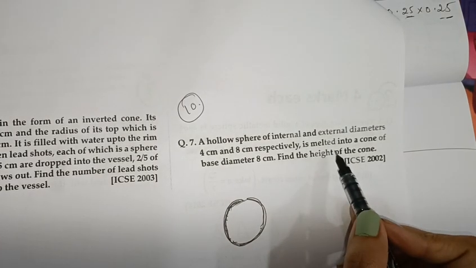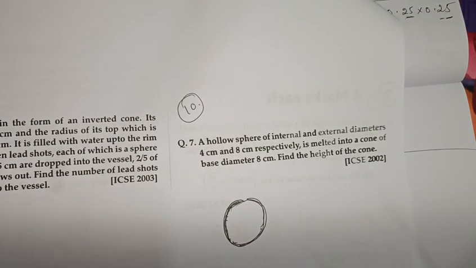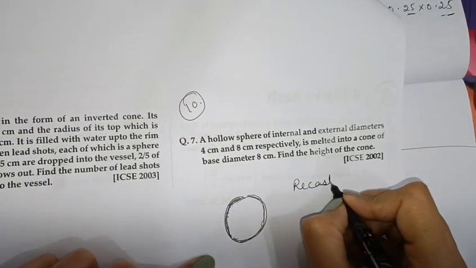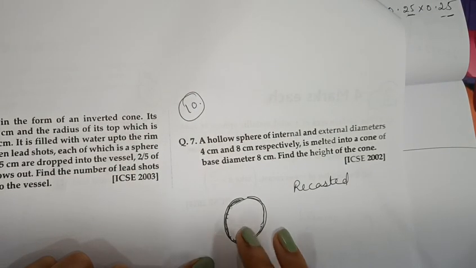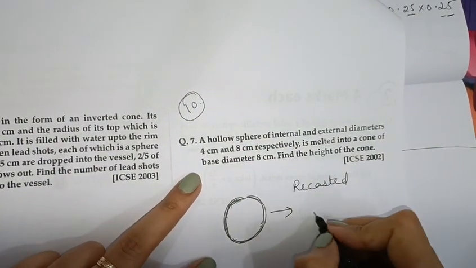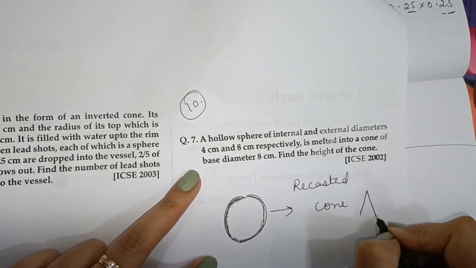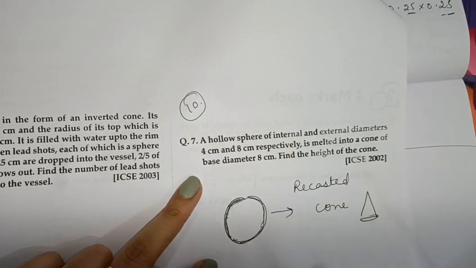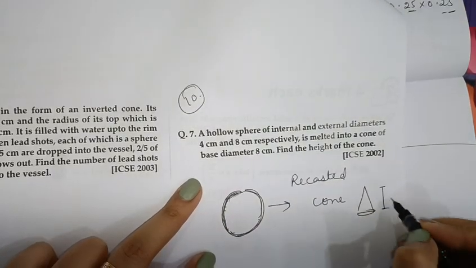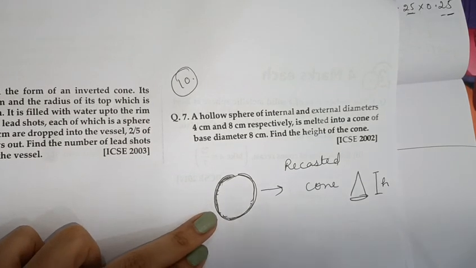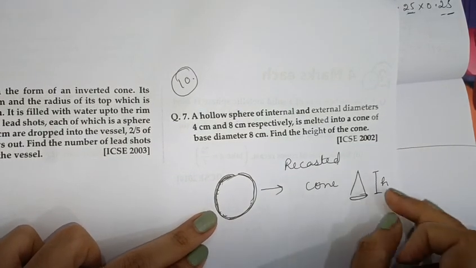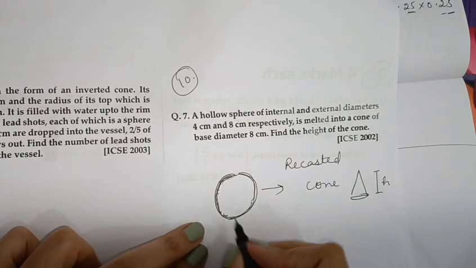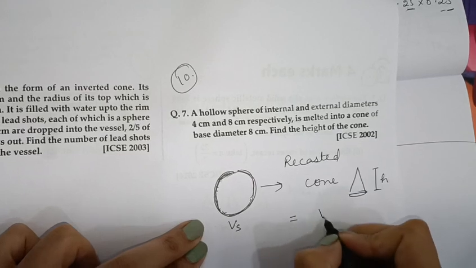Here also melting is there. Melting means volume only we will be using, because melting is always associated with recasting, and here it's clearly mentioned this hollow sphere is recasted into cone. So one hollow sphere is recasted to one cone, and we have to find only the height of this cone. Because it's a question of recasting, this volume of sphere is equals to volume of cone.